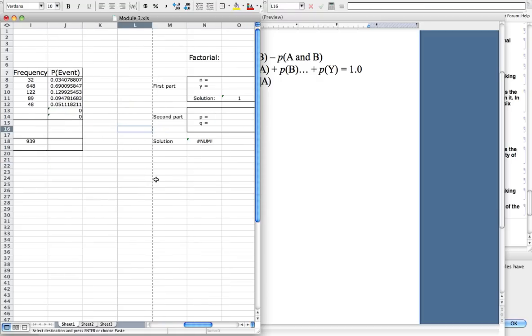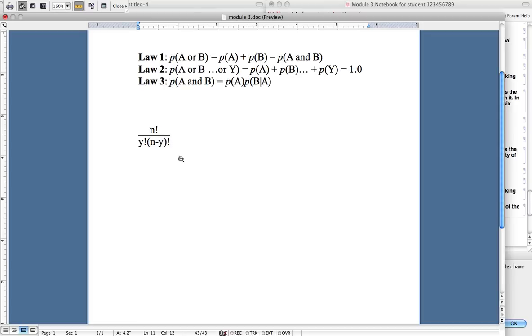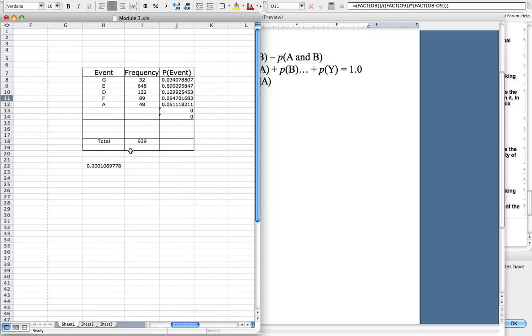This is the first part of the factorial equation. It's the exact same equation you see here. Okay, n is 4, success is 3. How many different sequences can we create from that? 4.